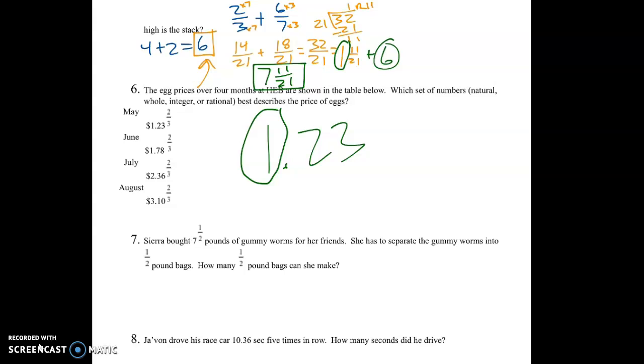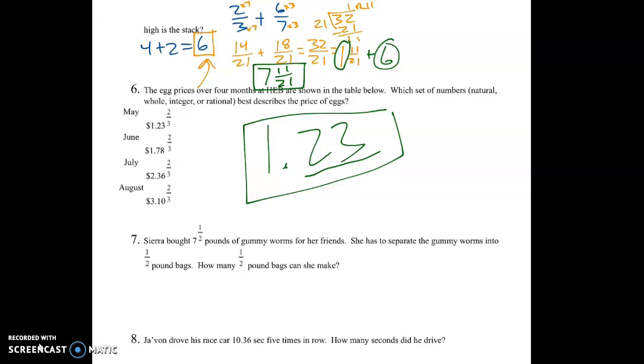So it could be a whole number, except for it has this on here as well. So if we look at the whole entire value of 1.23, it can't be a whole number because it has a remainder on it. It's not an integer either because it's not the opposite of a positive whole number. So it has to be rational.